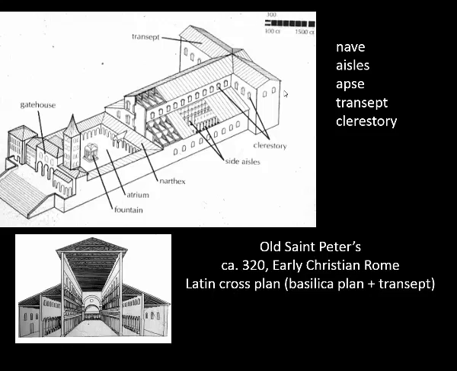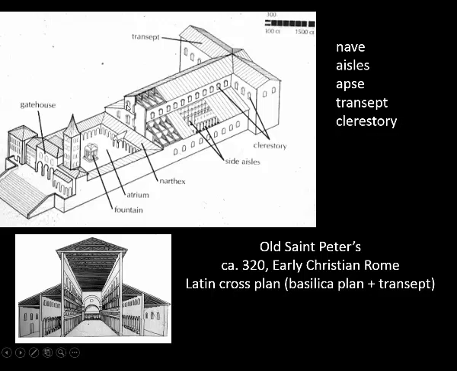Now, I will say this, the Latin cross plan is not very frequently used. We do not see a regular usage of the Latin cross plan until the Romanesque period, which is the 11th and 12th centuries. The more common plan that's used initially is the basilica plan. The basilica plan is basically everything that you see here, but no transept. So basically, the basilica plan is one long rectangle. It has the nave, it has the aisles, it has the apse, just does not have the transept. So, basilica plan looks like a rectangle. Latin cross plan looks like a cross.